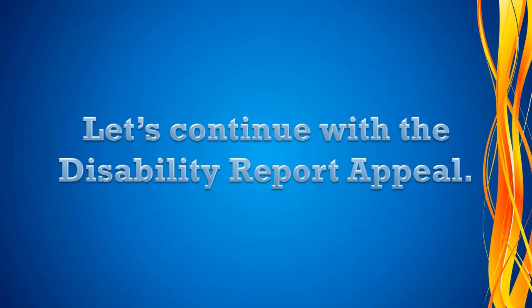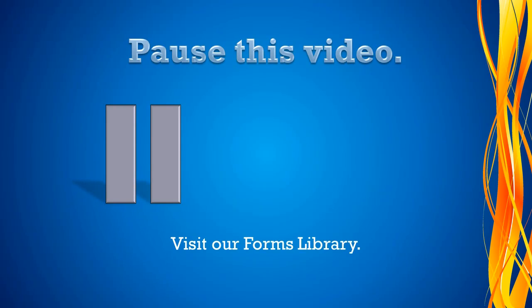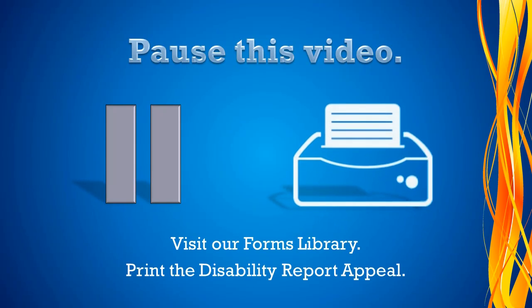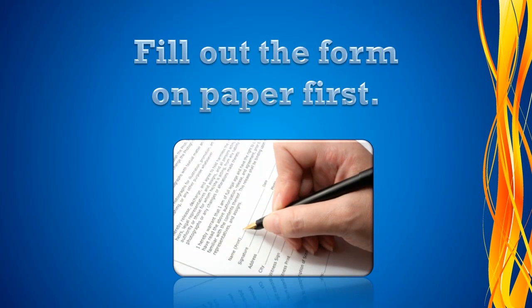Now, let's move on to the Disability Report Appeal so you can learn how to fill it out and complete it. Please pause this video and go to your Forms library and print the Disability Report Appeal. This form follows the online Disability Appeal. Filling out this hard copy will prepare you before you move on to the online appeal.